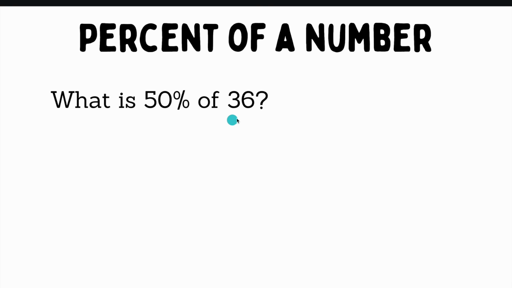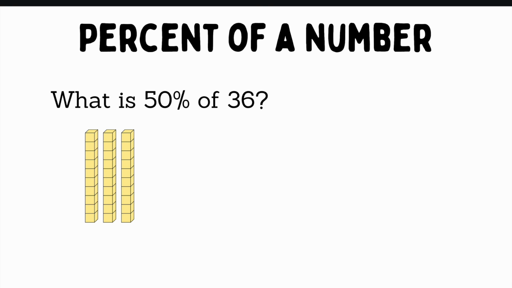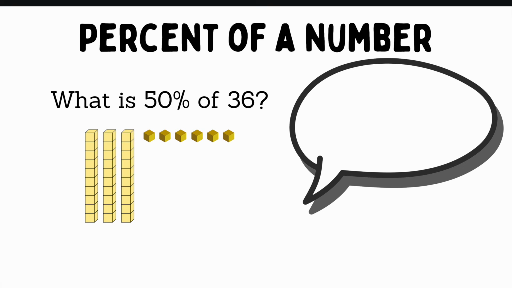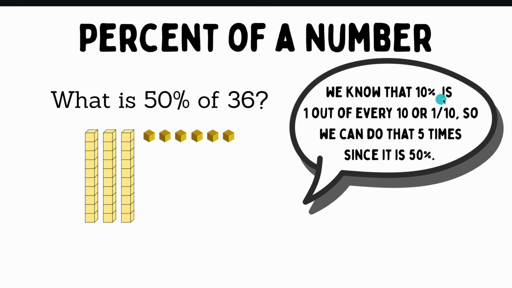What is 50% of 36? We know 50% is half, or we can do 10% 5 times. Let's create a model of 36. 10, 20, 30, 31, 32, 33, 34, 35, 36. Remember, we know that 10% is 1 out of every 10, or 1/10. So we can do that 5 times since it's 50%.